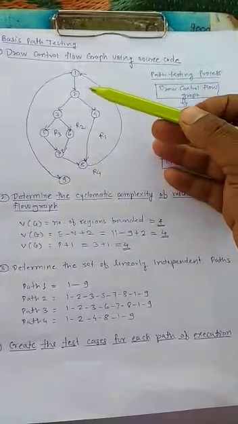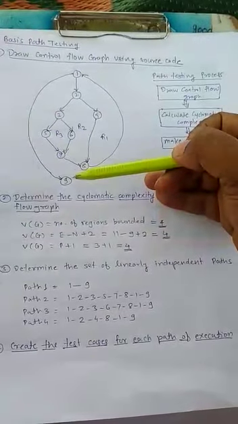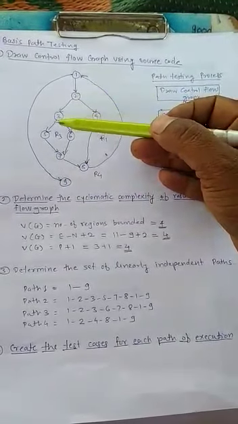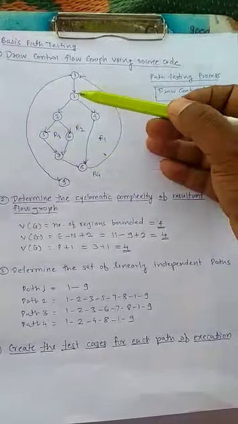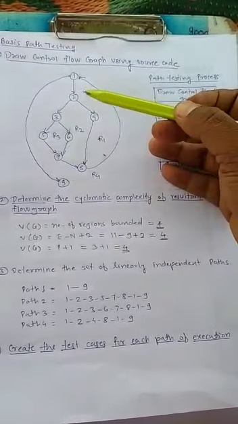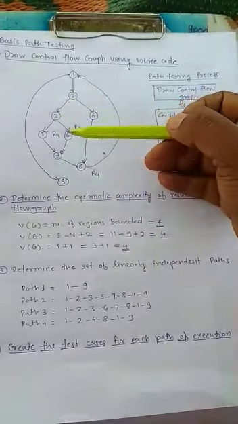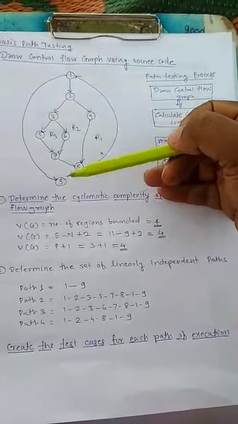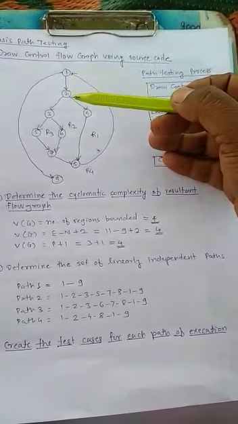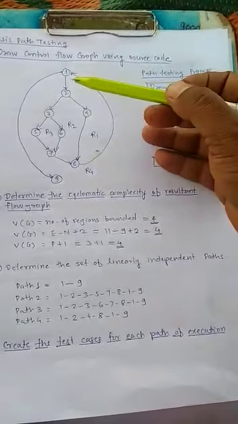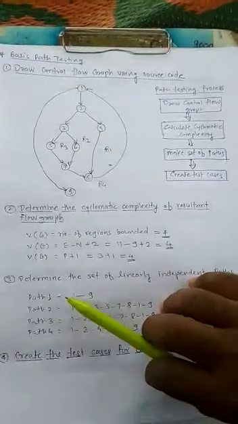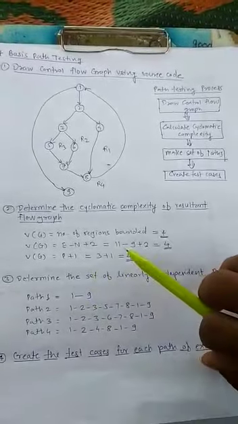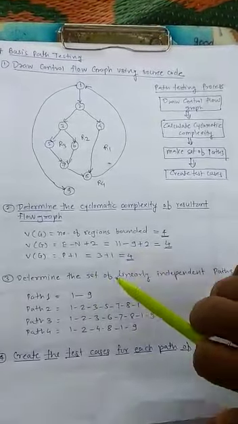The first path is 1 and then 9. So 1 to 9 is the first path. Second, 1, 2, 3, 5, 7, 8, then 1 and 9. Third path is 1, 2, 3, 6, 7, 8, then 1, then 9. And the fourth path is 1, 2, 4, 8, then 1 and 9. So there are a total of 4 linearly independent paths. That's why the cyclomatic complexity is 4.